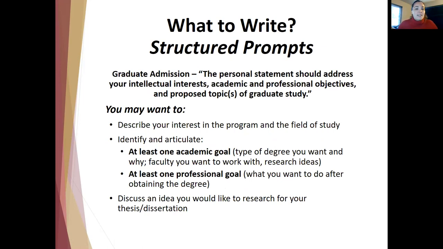So the structured prompts, I would suggest articulating and identifying one academic goal. So what is something that you're really interested in completing as part of your graduate program that's related to your academic goals? And then what is a professional goal? And a professional goal is not just become a speech language pathologist after graduation. Of course, that's why you're getting a graduate degree. So it needs to be a little bit more specific.